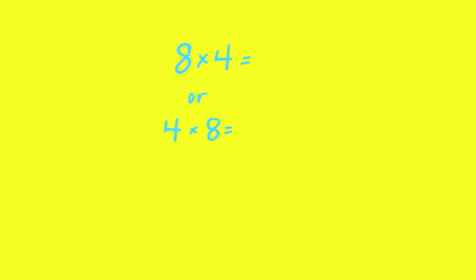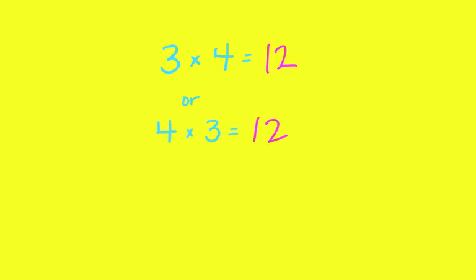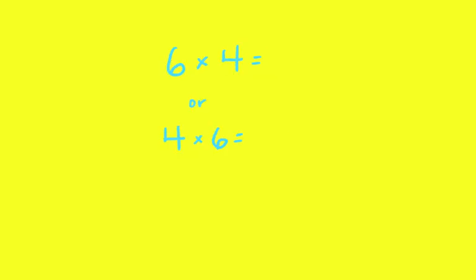8 times 4 is 32, and 4 times 8 is 32. 3 times 4 is 12. 4 times 3 is 12. 6 times 4 is 24. So 4 times 6 is 24.